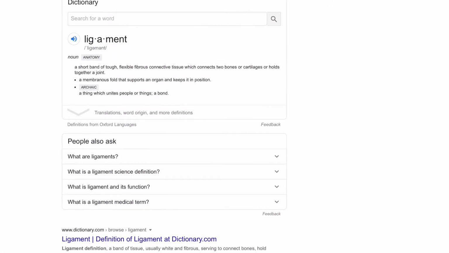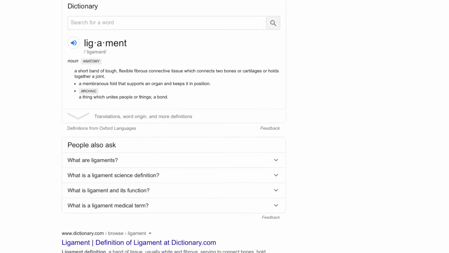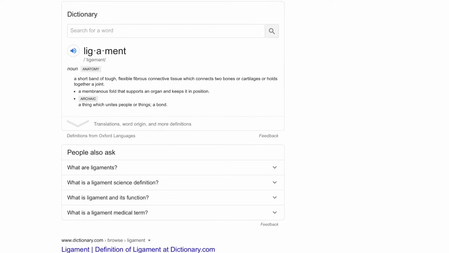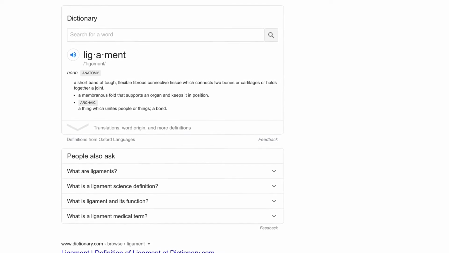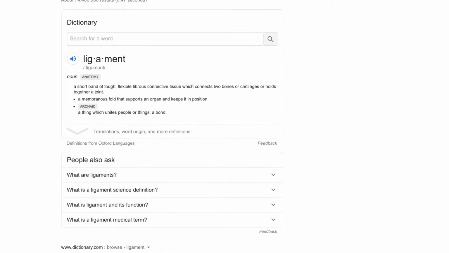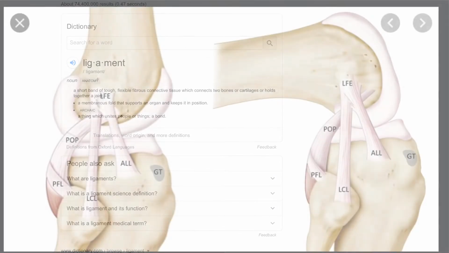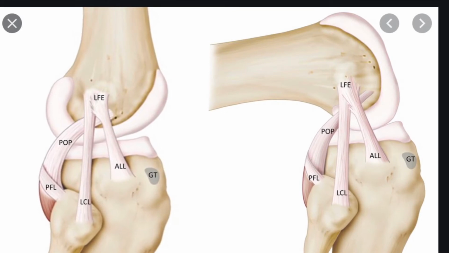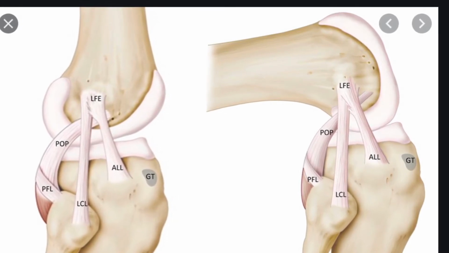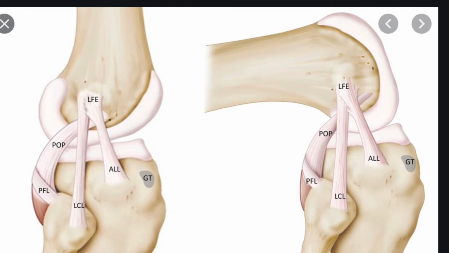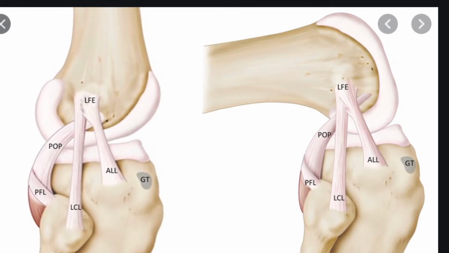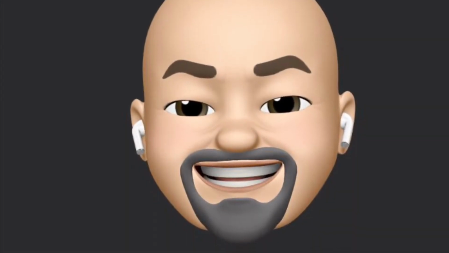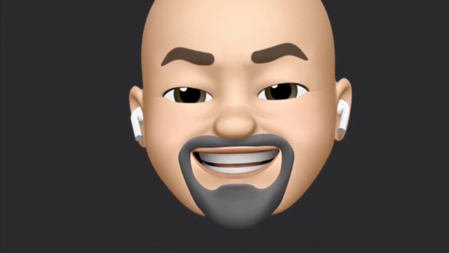A ligament is a short band of tough, flexible, fibrous connective tissue which connects 2 bones, or cartilages, or holds together a joint. Let me simplify it again. A ligament connects a bone to a bone. The pink things you're looking at, those are all ligaments, and they're connecting the bones to the bones. Last but not least, we have our final definition: joint.